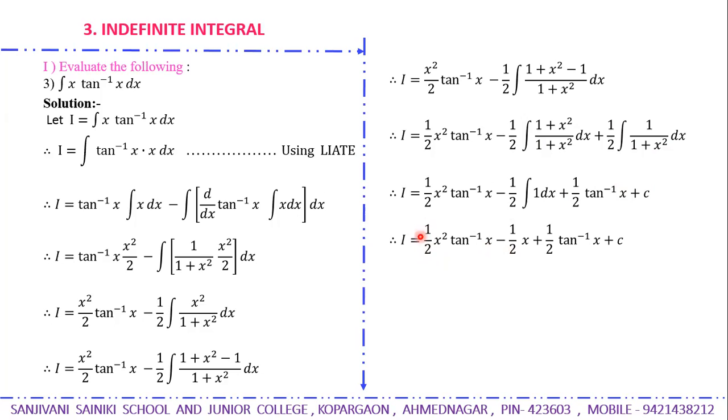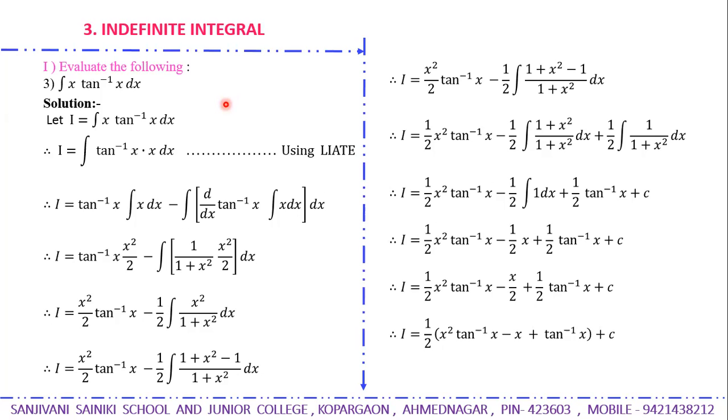So the integral is 1 upon 2 x square tan inverse of x minus 1 upon 2 x plus 1 upon 2 tan inverse of x plus c, which is the integration of the given function. Or you may take 1 upon 2 common from each of these.